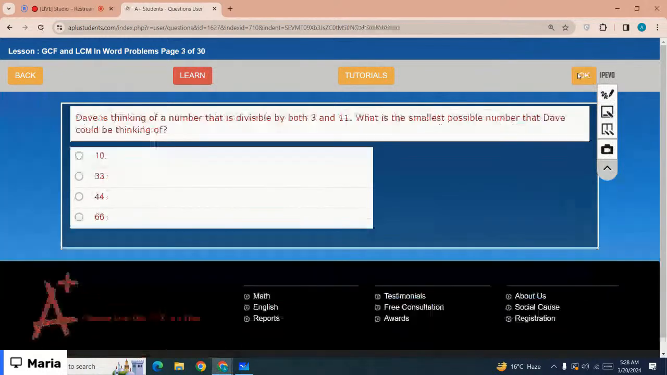The next one is Dave is thinking of a number that is divisible by 3 and 11. What is the smallest possible number that Dave could be thinking of? So, which is the correct option? Which is the number that can be divisible by 3 and 11?